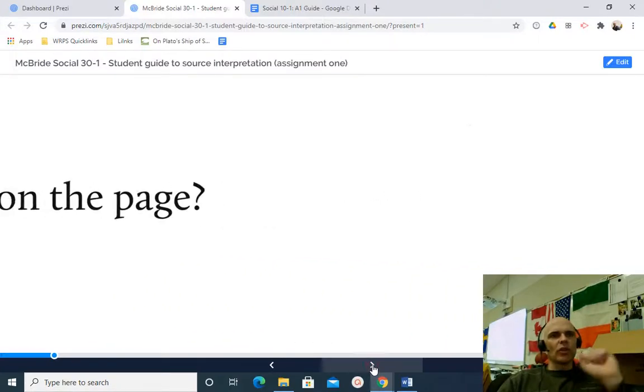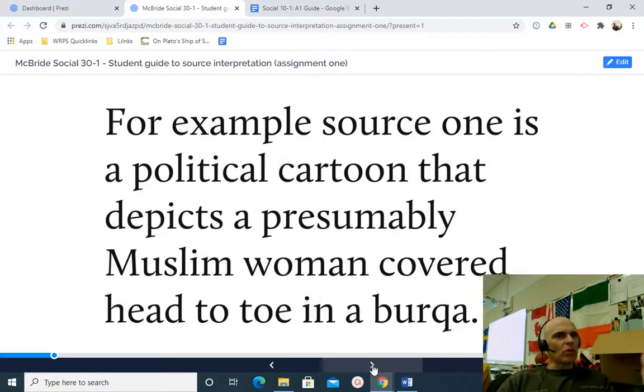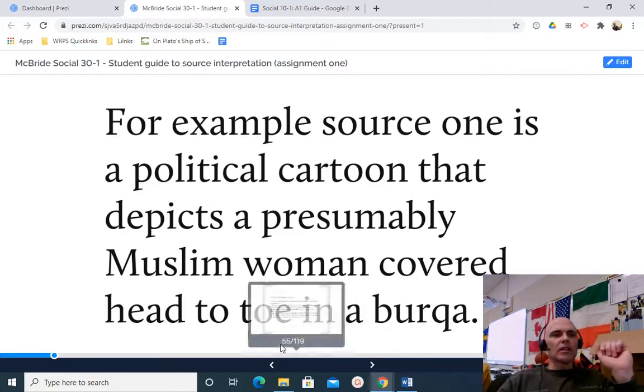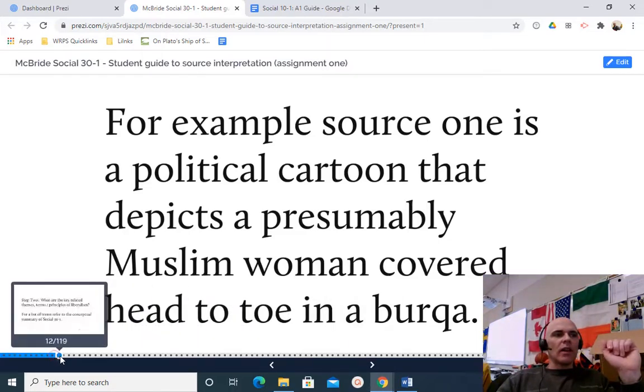First step, what is on the page? For example, source 1 is a political cartoon that depicts a presumably Muslim woman covered head to toe in a burqa. So that would be a sentence that they could begin. Source 1 is a political cartoon. So it is a very formulaic assignment, right? So definitely going through what's on the page is important.